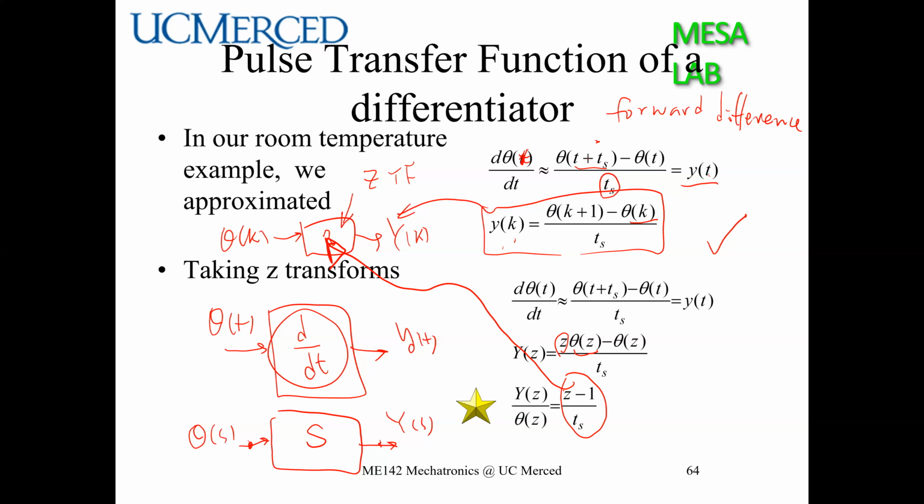But you can imagine this is nothing but just z, a forward difference. But what is a backward difference? Backward difference is different. It is based on the current theta t minus theta t minus ts. This is backward information: current minus backward, divided by ts. So in that case, you can imagine you get 1 minus z minus 1 divided by ts.